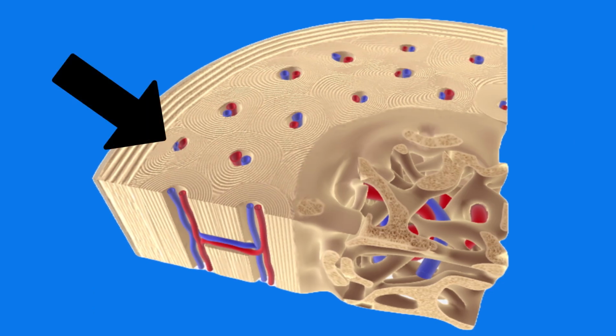Compact bone is the dense, hard outer layer of a bone that provides strength and protection, forming the majority of the shaft of long bones and surrounding the bone marrow cavity.